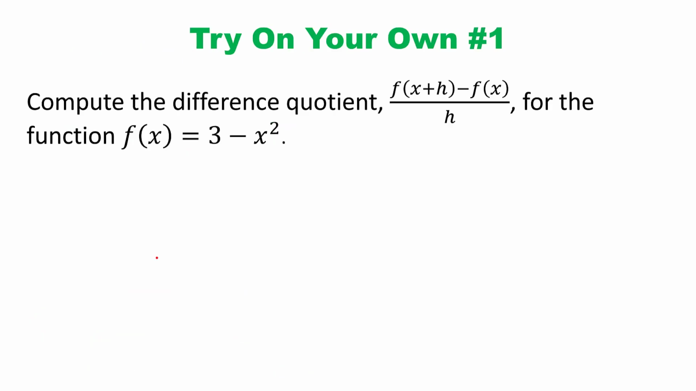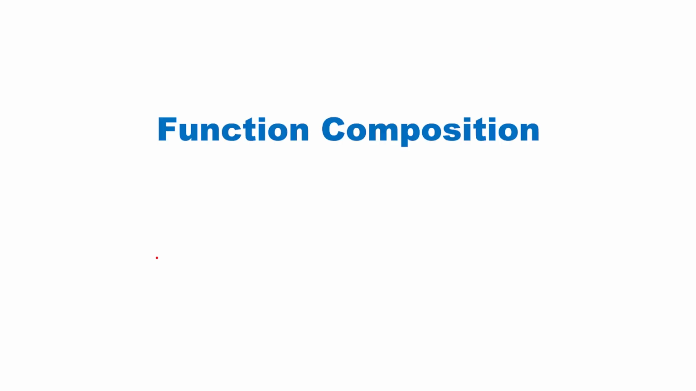Okay, moving on to the first try on your own for today. This is try on your own number 1. Compute the difference quotient, f of x plus h minus f of x all over h for the function f of x equals 3 minus x squared. And after you finish writing that down, we'll go on to the next slide.